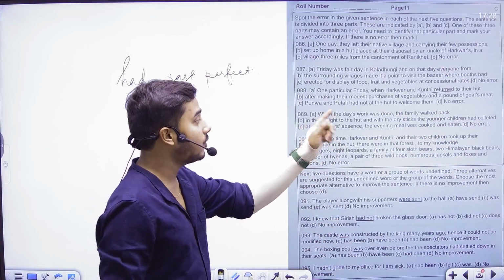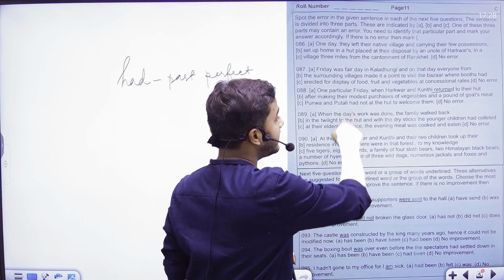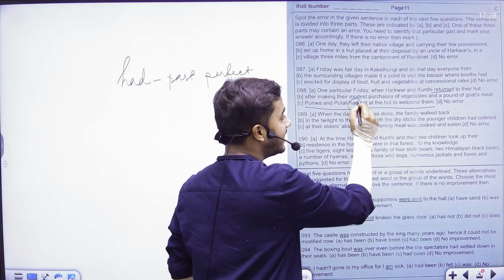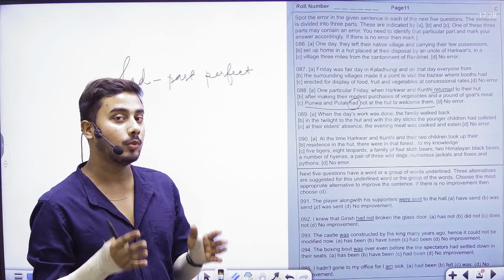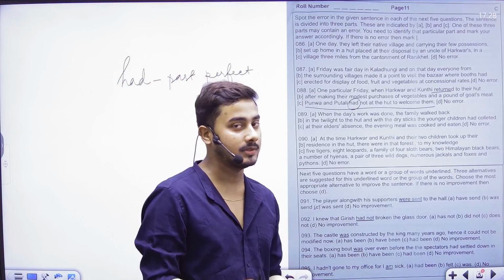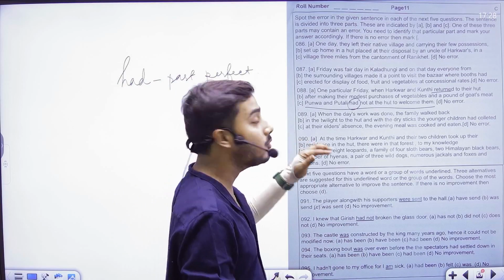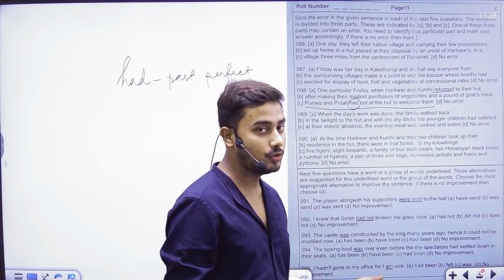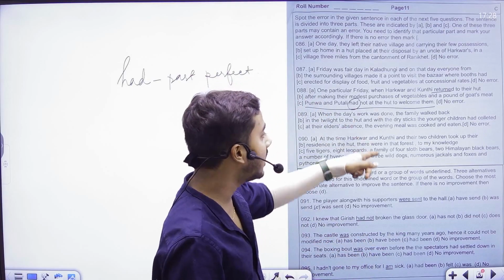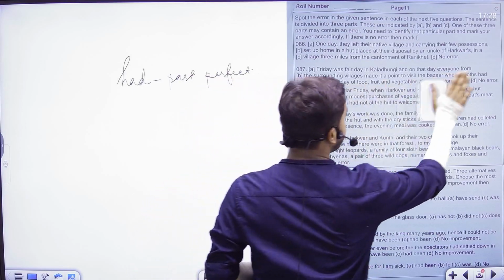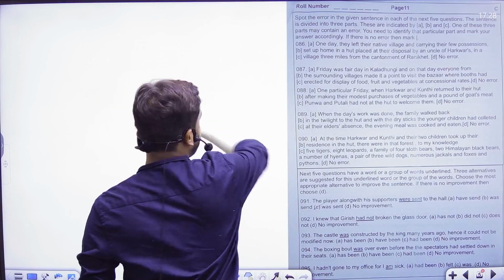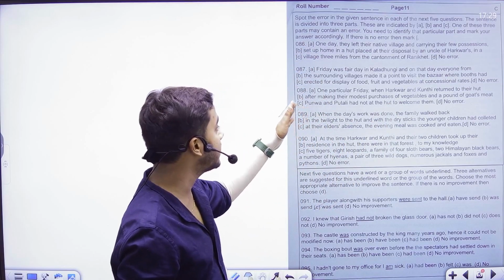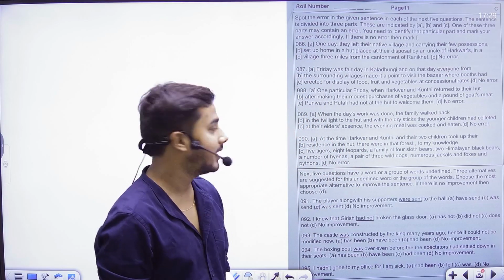So we have to understand that this is the portion of the sentence which is incorrect because it has had in it. And if I had to speak about what would have been the right verb to place in place of had, it will be was. So Punwa and Putoli were not at the hut, because they're two, so I'll use were not at the hut to welcome them, right? So here you don't have to rectify because this is just about spotting the error. So we have spotted that the D section of question number 88 had the error in it, right?